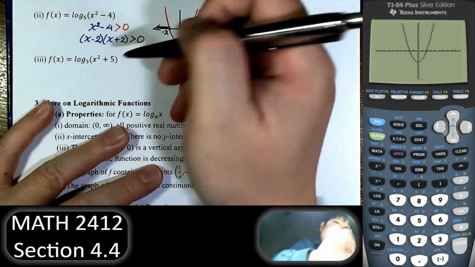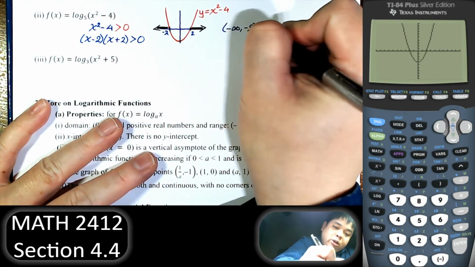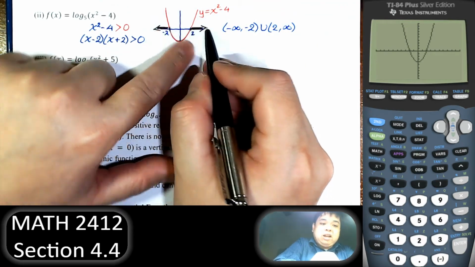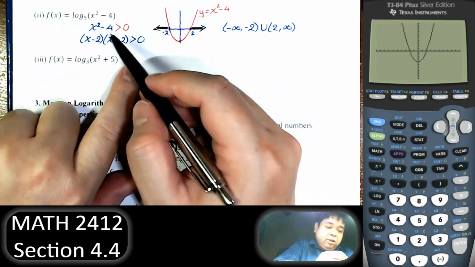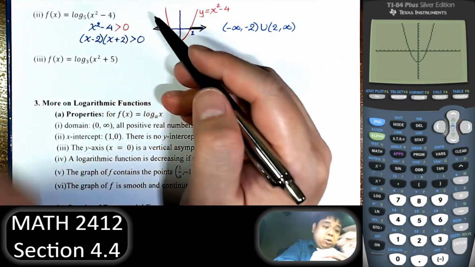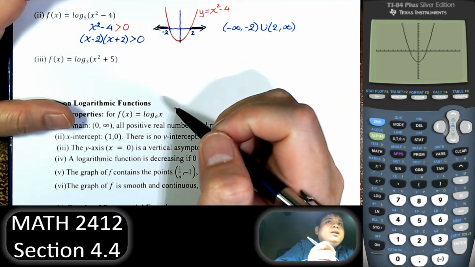So the domain for this problem is -infinity to -2, not including, and then 2 to infinity. For those x values, y is positive, so the argument of the log is positive, so the log is defined. So that's what we have.